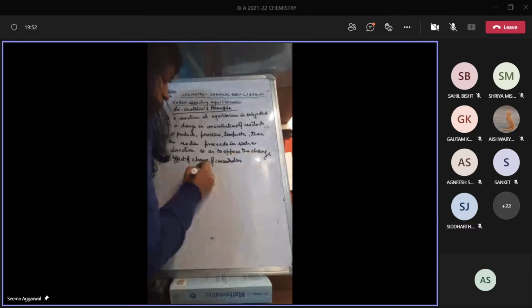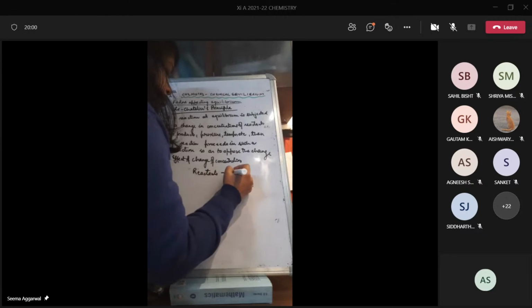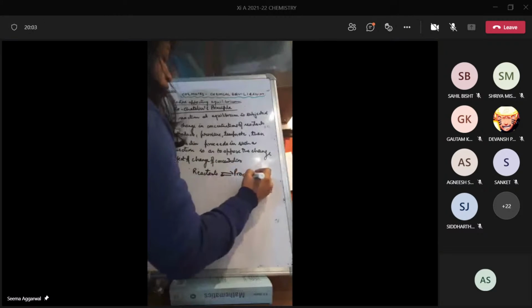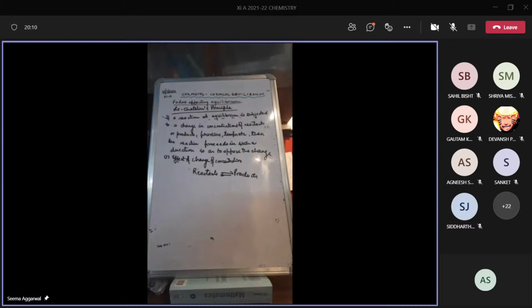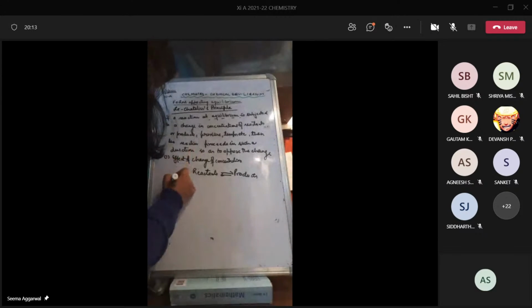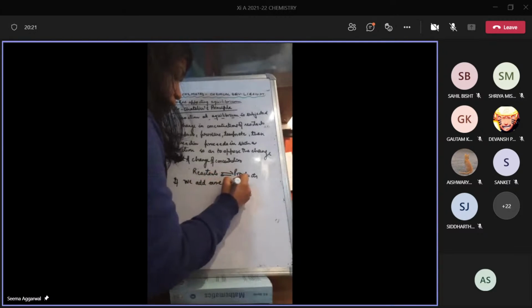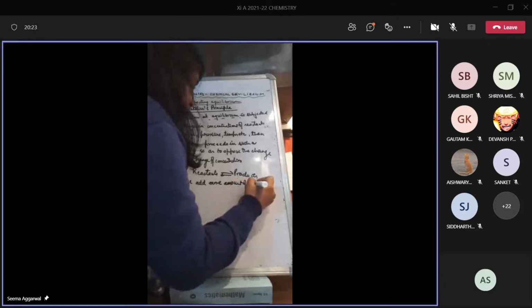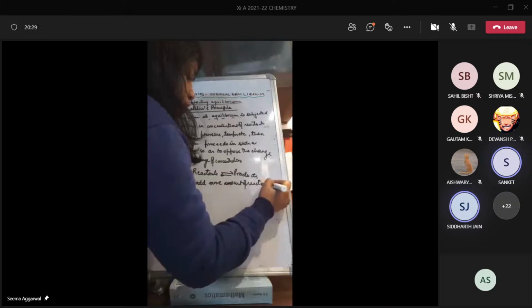Now suppose I am taking a general reaction, reactants converting into products, and the reaction is at equilibrium only. If the reaction is already at equilibrium and then I add something, now if I add more amount of reactants, what will happen? In which direction will the reaction go? Forward.